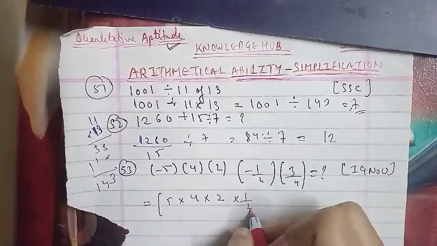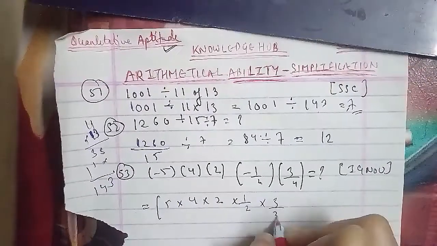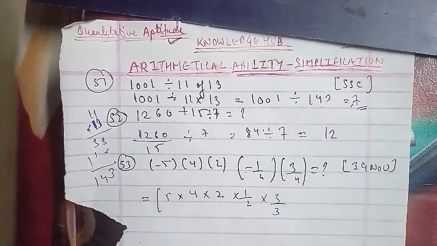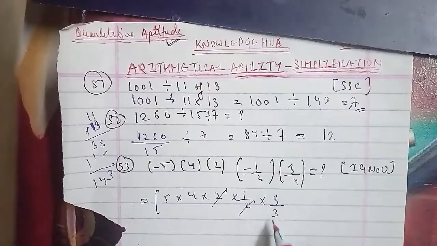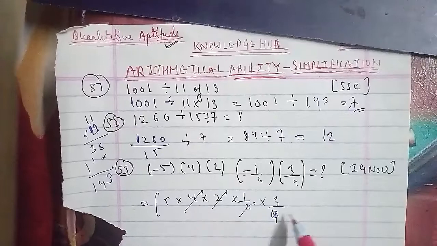So this 2 will cancel by 2, and this is 3 by 4. So 4 will cancel by 4. So 5 and 3, 5 3 is 15. Below, in the denominator, there is nothing. The answer will be 15 here.